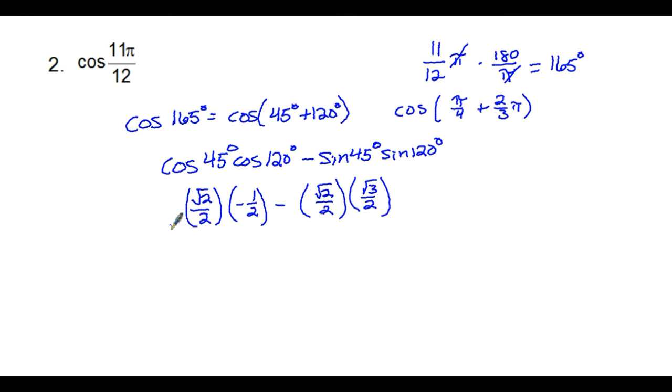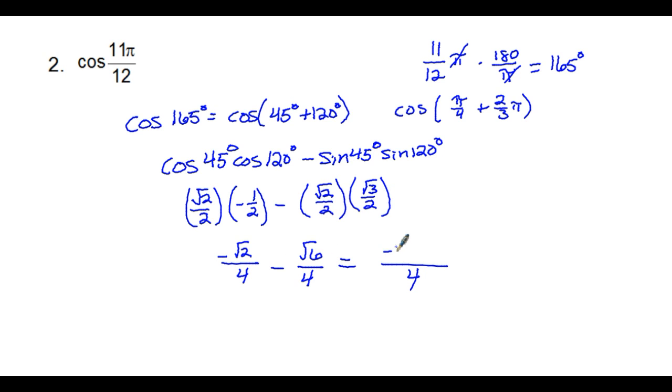So let's simplify that. That'd be what? Positive negative is negative. Square root of 2 times 1 is square root of 2. 2 times 2 is 4. Minus, again, denominator is 4. Square root of 2 times square root of 3 is the square root of 6. So that, thankfully, we still have a common denominator. Don't have to change it up at all.